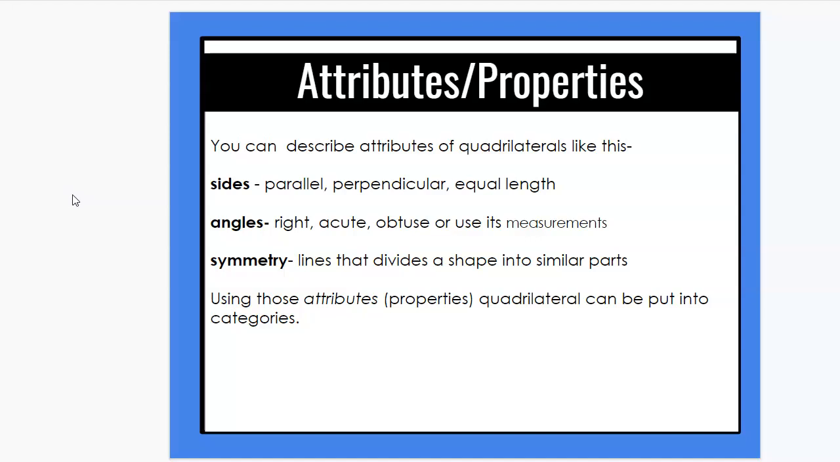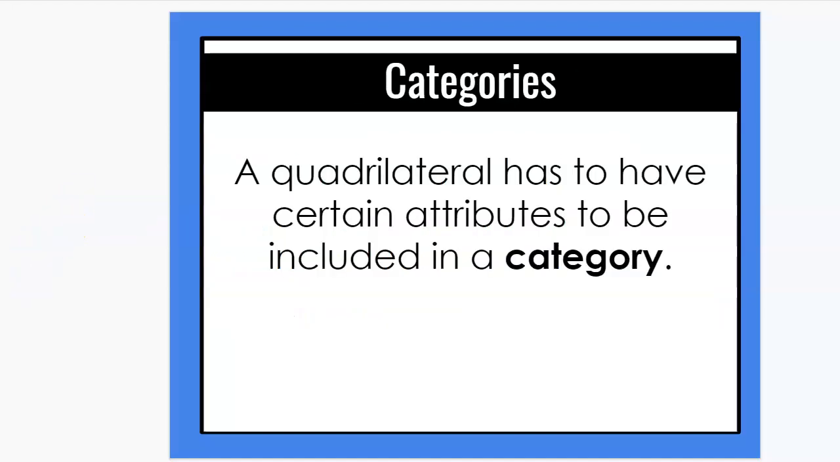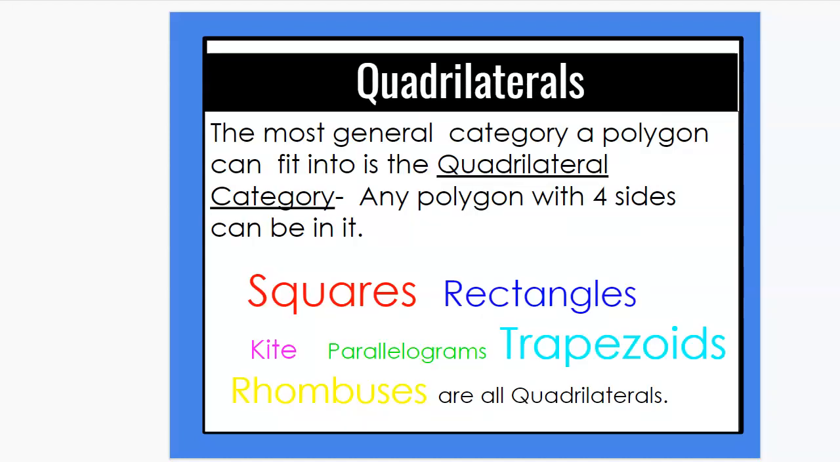Okay, so we use those different properties to put the quadrilaterals into categories. Okay, a quadrilateral has to have certain attributes in order to be included in a category. So it has to meet certain requirements in order to fit into the certain categories. All right, well, what are these categories? Well, the most general category is the quadrilateral category. Any polygon with 4 sides can fit into it. So if you have 4 sides and you're a closed figure, you can fit into that category called quadrilateral.